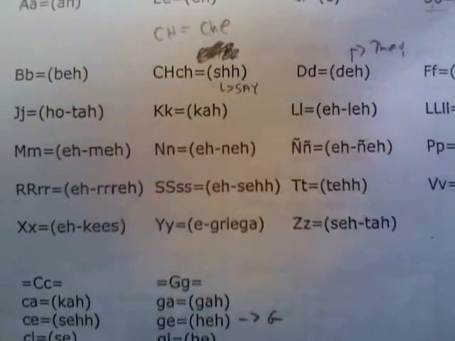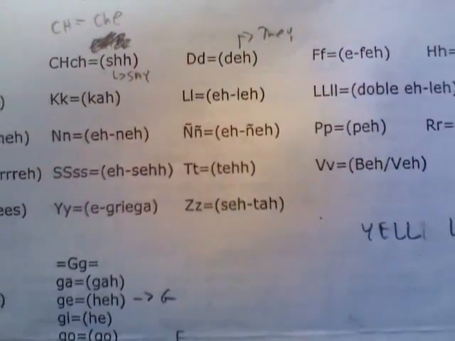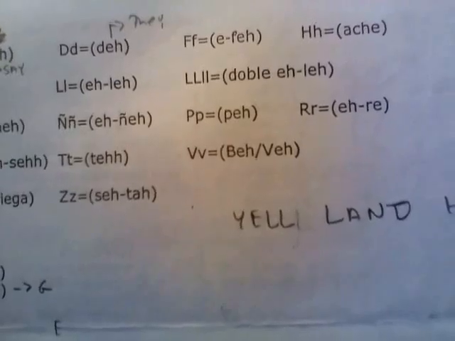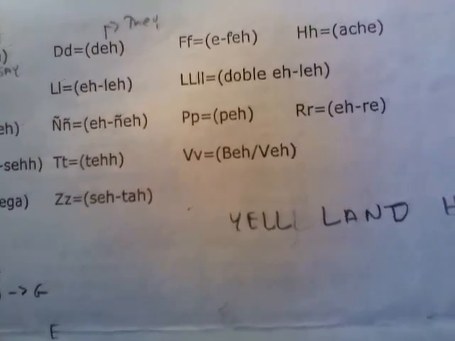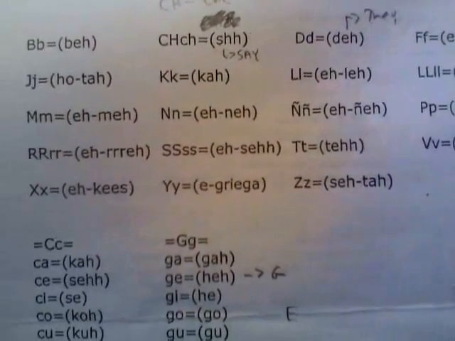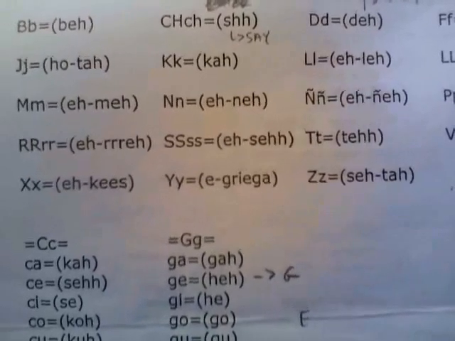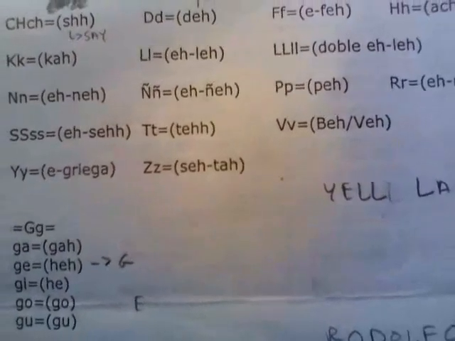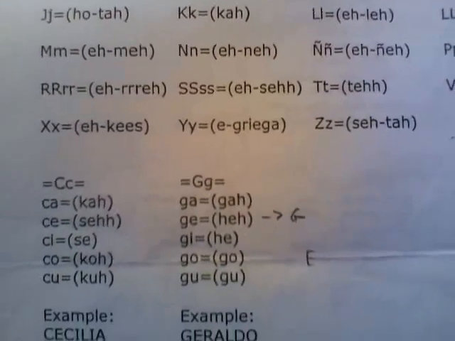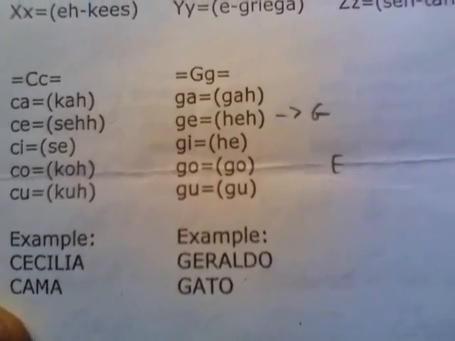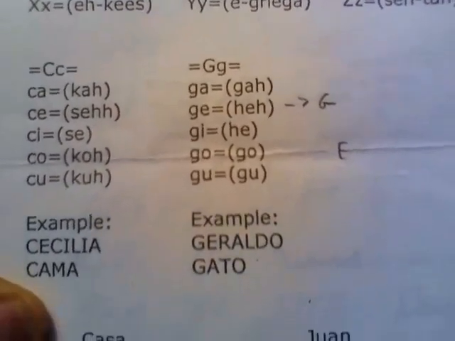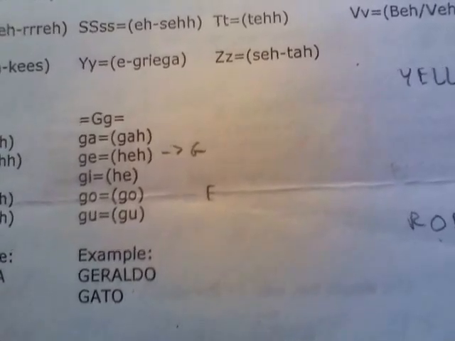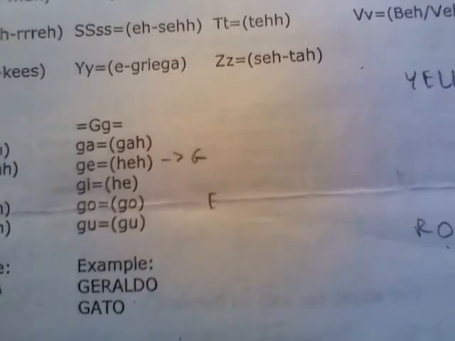R is R, S is S, T, T, W equals B or V, like veinte and Benaki, or veinte. X, X, Y, Y, Z, Z. C, A, Ca; C, E, Ce; C, I, Ci; C, O, Co; C, U, Cu. G, A, Ga; G, E, He; G, I, He; G, O, Go; and G, U, Gu.